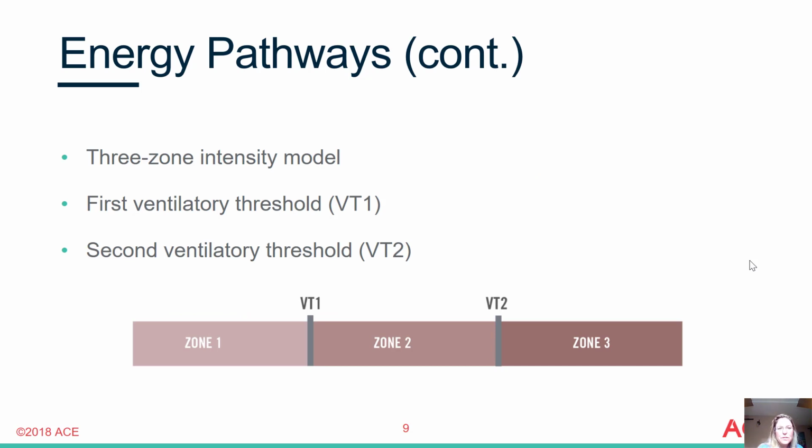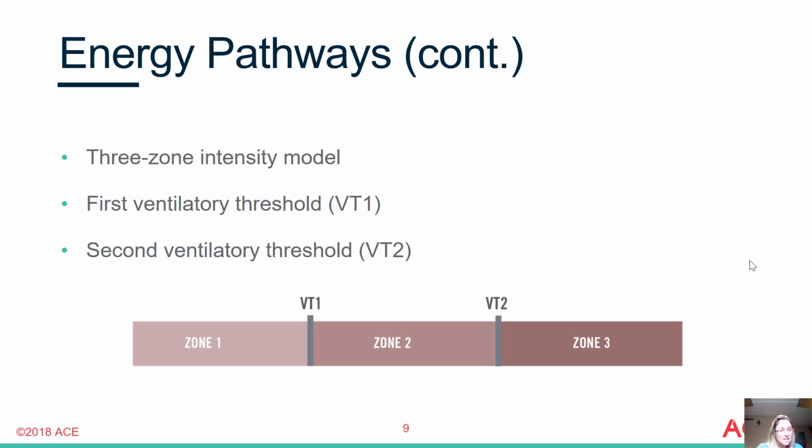Also, we look at the 3-zone intensity model. Now, this is just a way that we use sometimes to monitor physical intensity as we do exercise. So the 3 zones are separated by each participant's unique metabolic markers, known as the first ventilatory threshold, where talking becomes a little challenging, and the second ventilatory threshold, where talking becomes very difficult and is reduced to 1 or 2 words at a time.